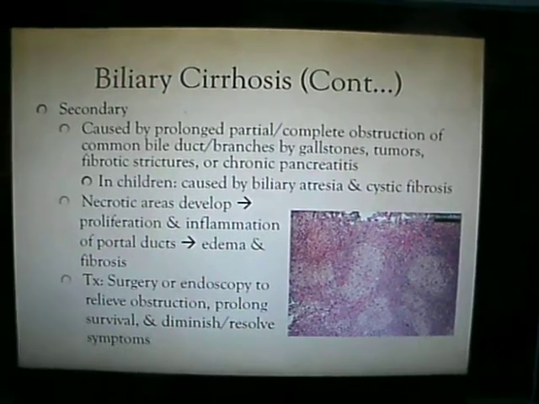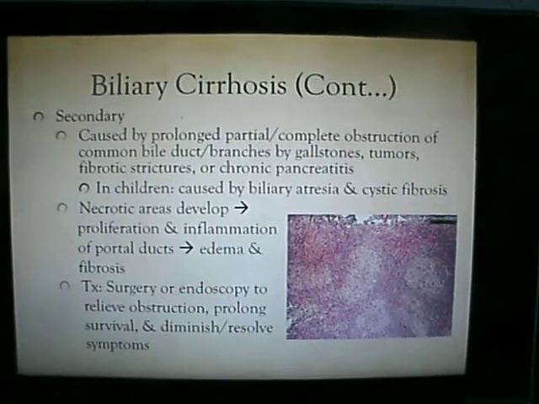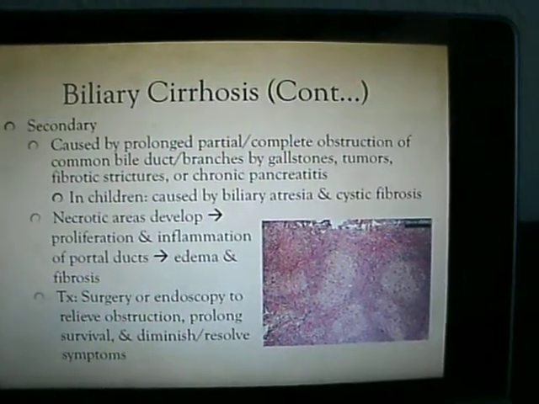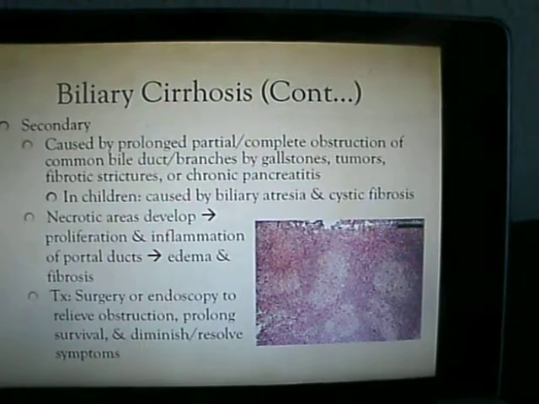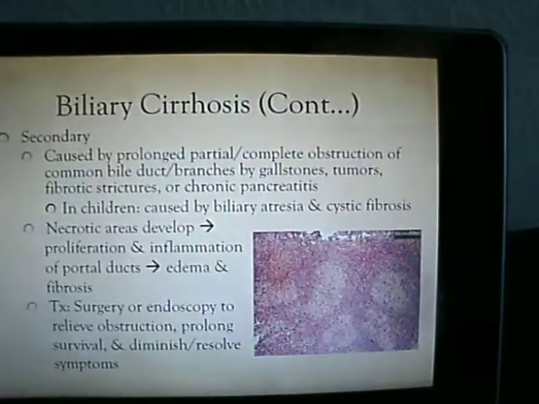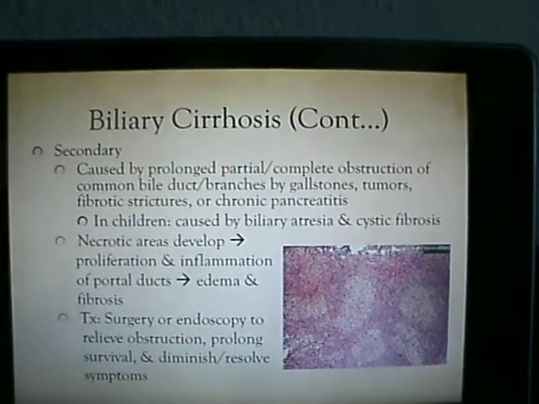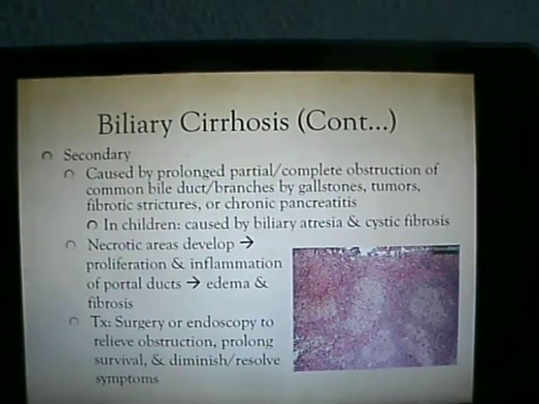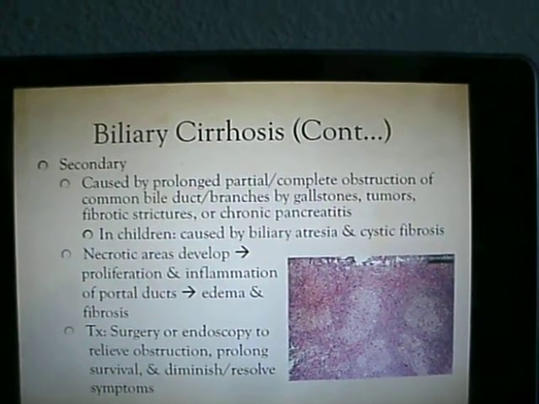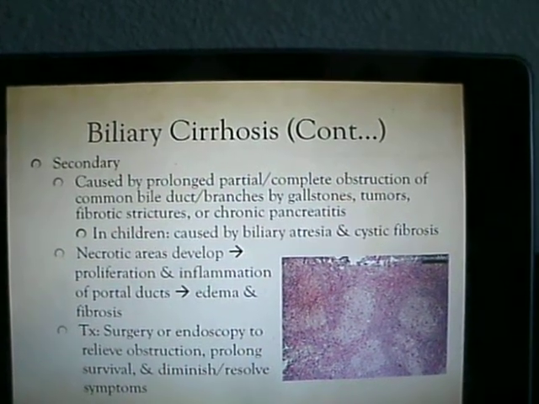Secondary biliary cirrhosis is caused by prolonged partial or complete obstruction of the common bile duct or branches, and this is caused by gallstones, tumors, fibrotic strictures, or chronic pancreatitis. In children, it is caused by biliary atresia and cystic fibrosis. Necrotic areas will develop and lead to proliferation and inflammation of the portal ducts, which leads to edema and fibrosis, and treatment would be surgery to relieve the obstruction or to diminish and resolve the symptoms.